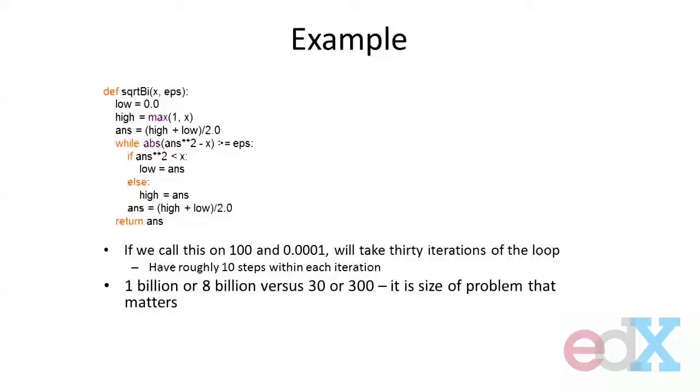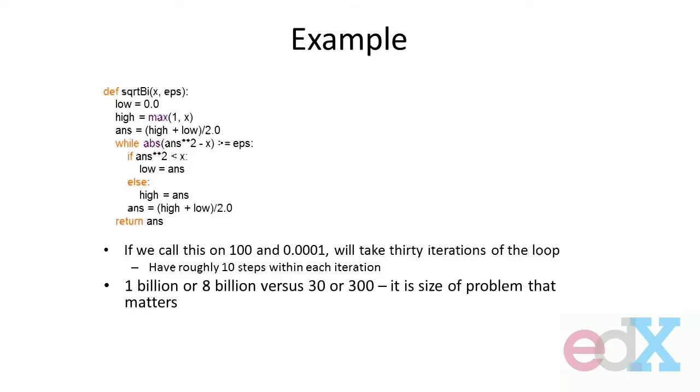If we call this procedure on the same arguments, 100 and that same epsilon, 0.0001, it's only going to take 30 iterations through the loop. Now, it turns out in this case there are about 10 steps within each iteration, as opposed to what I had in the previous case, which was 8. So a few more steps in the iteration, but it's really the number of iterations that matter. 1 billion versus 30. Hey, I'll take 30 any day.